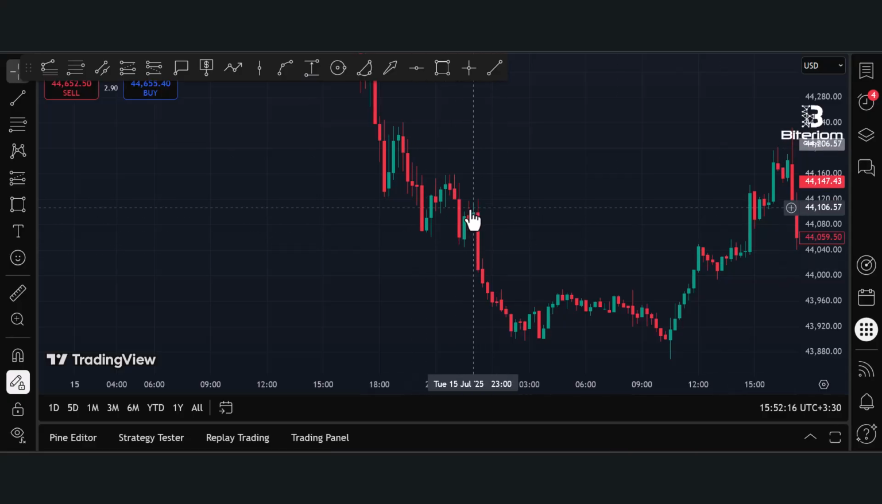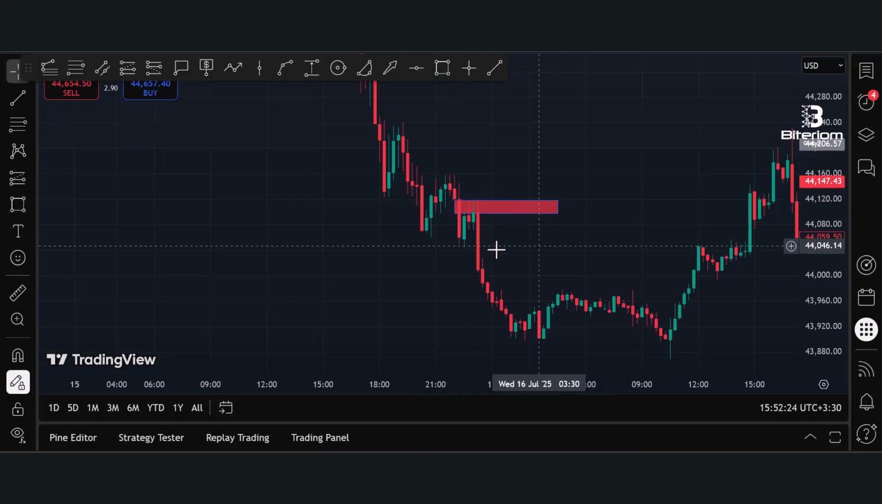Here we have one pullback leg with this candle. We can mark the FVG and wait for price pulling back under this zone.